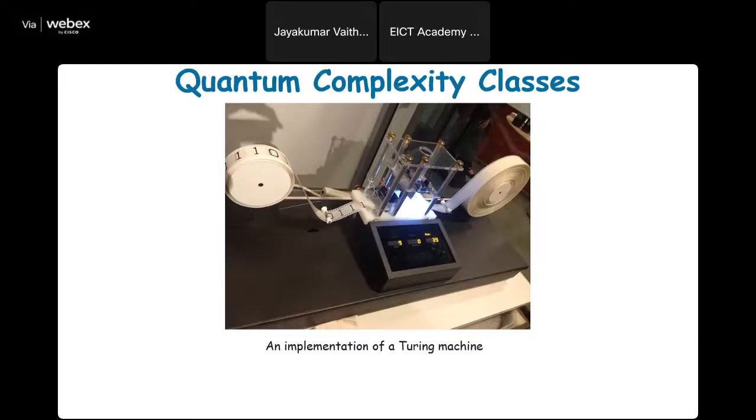So here you can see implementation of your Turing machine. This is an abstract concept. This is not a real machine. It is an abstract concept to understand.